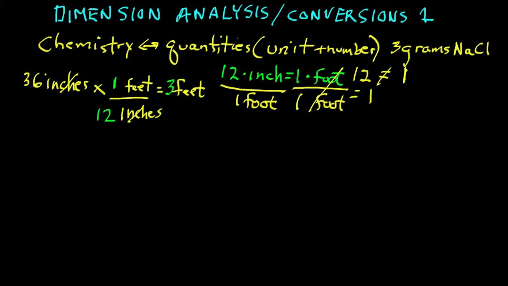So, in dimensional analysis, we always put what we want to remove in the denominator. We want to remove inches, and what we want to gain, or what we want to produce or create, we put in the numerator. And we multiply it. Since it's equal to 1, we are not changing the value.